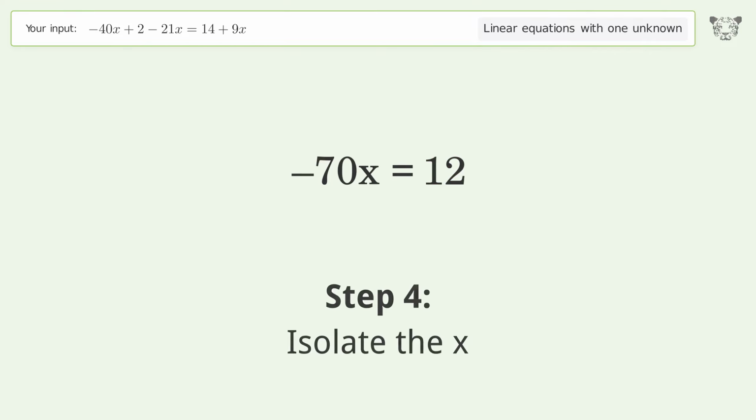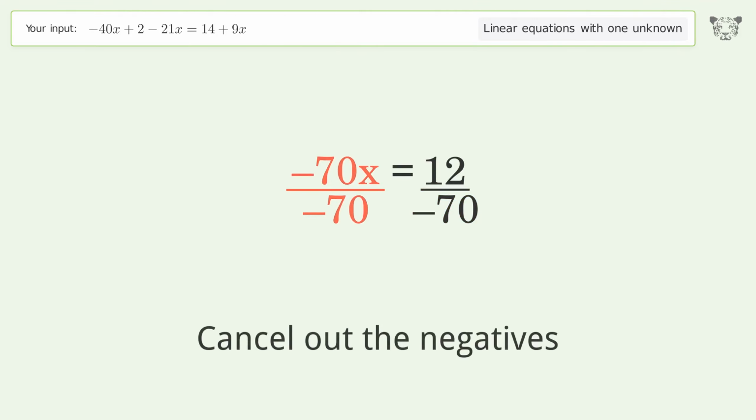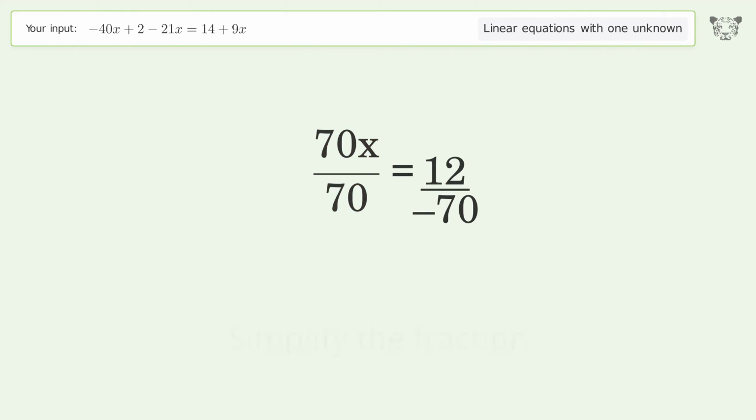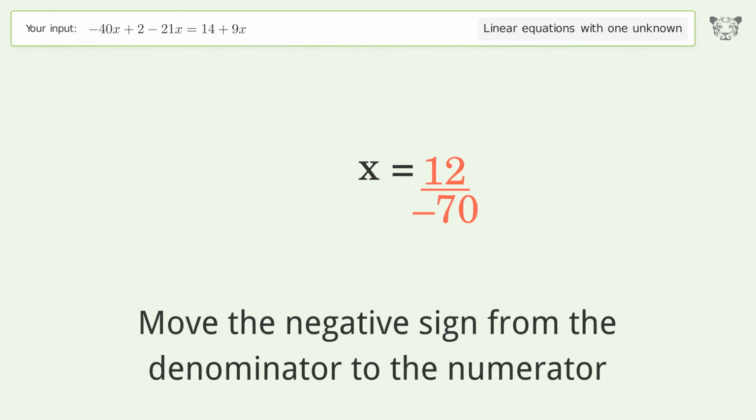Isolate the x. Divide both sides by -70. Cancel out the negatives. Simplify the fraction. Move the negative sign from the denominator to the numerator.